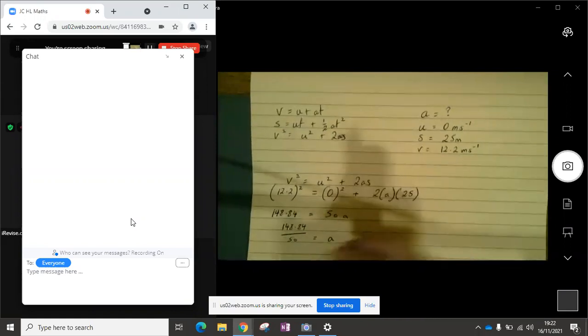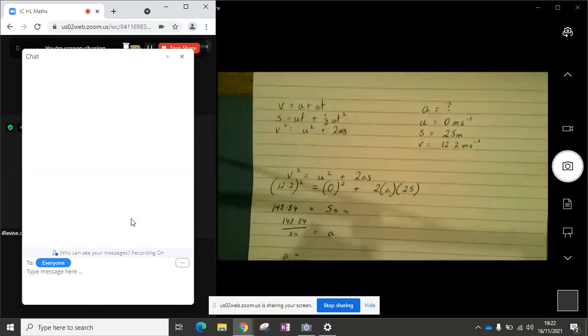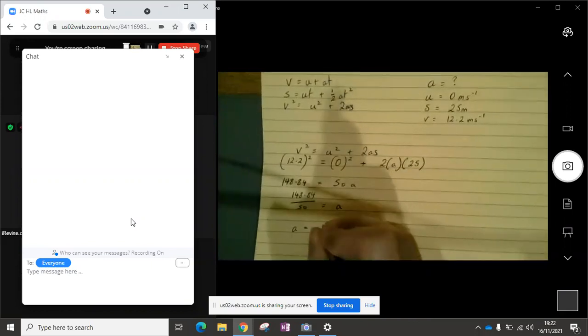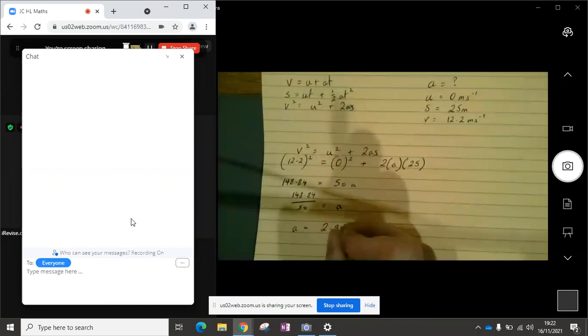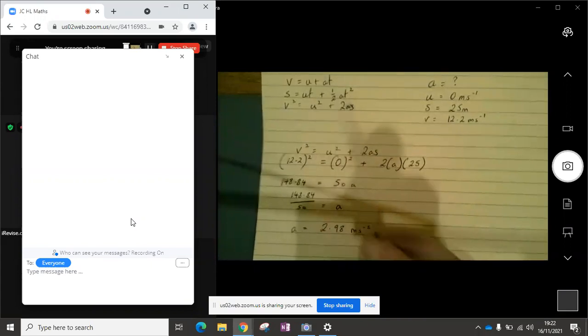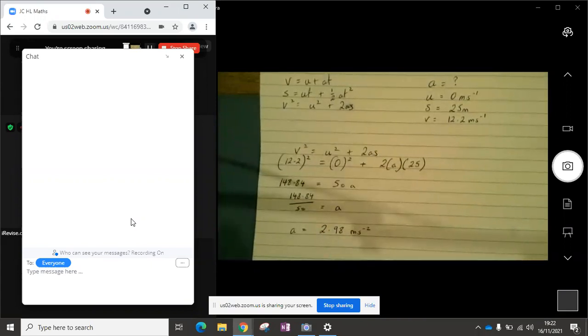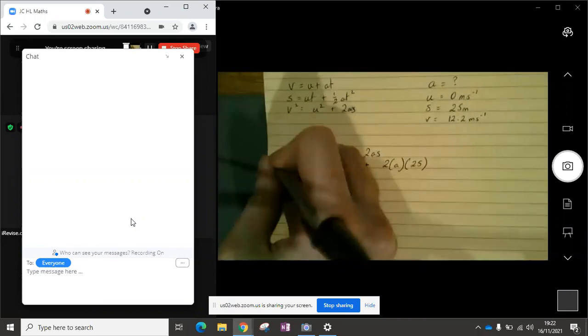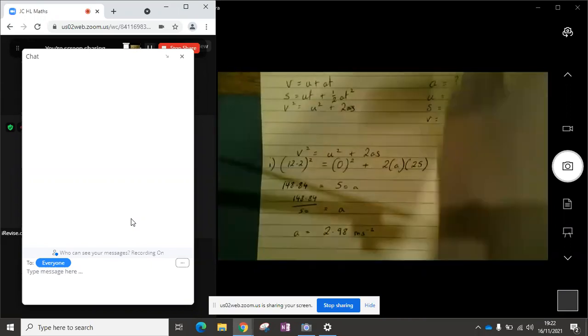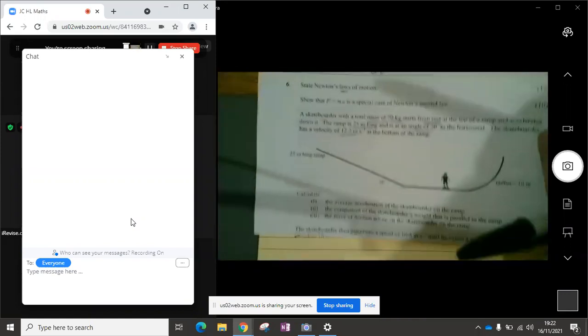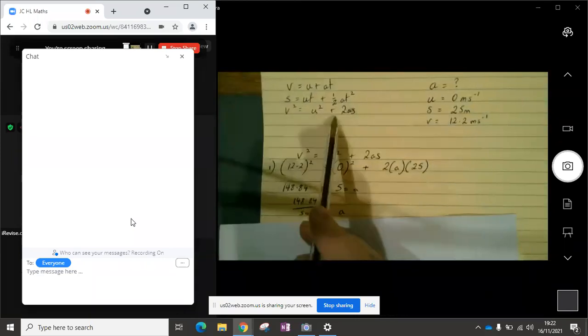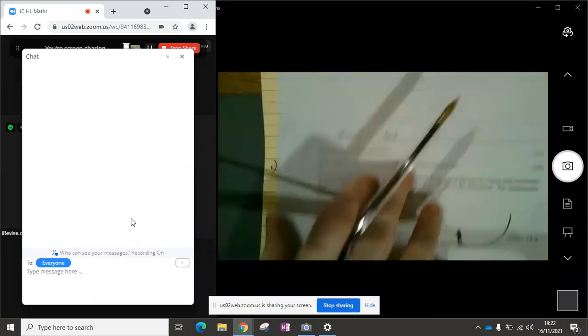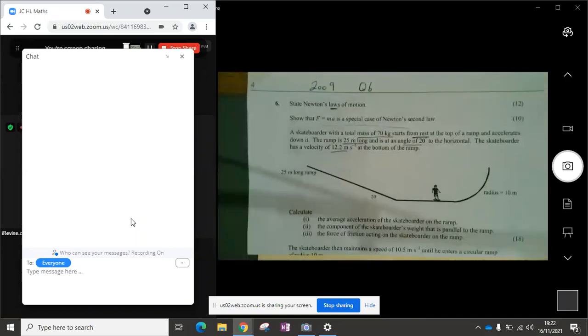And that gives you an answer of 2.98 meters per second squared. Okay, so that's the first question done. We were asked to find out his average acceleration as he traveled down the ramp. We just use V squared is equal to U squared plus 2AS and fill in what we know. Next part. Calculate the component of the skateboarder's weight that is parallel to the ramp.